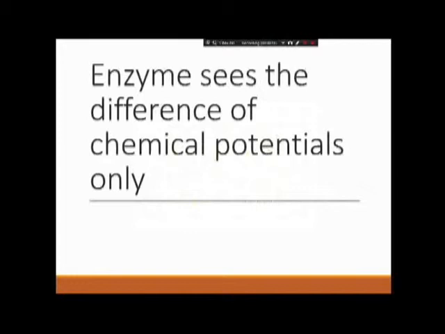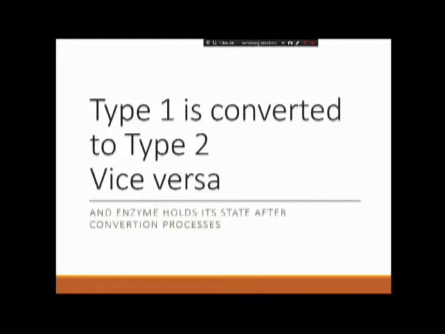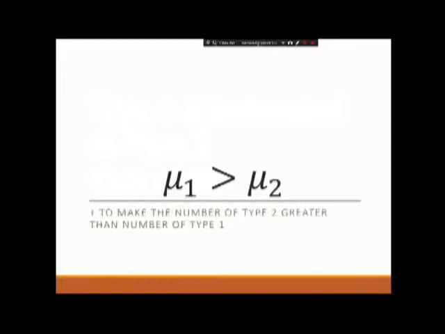The enzyme doesn't change its state after it converts from one isomer into another isomer, and the rate of these changes depends on each species' chemical potential. At one time, there will be two ways of conversion, from type 1 to type 2 and vice versa, but the rate of change will depend on their chemical potential. If the chemical potential of isomer 1 is greater than the chemical potential of isomer 2, there will be a positive rate of conversion from isomer 1 to isomer 2, and vice versa for the other case.